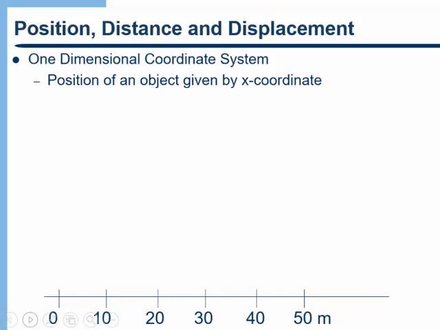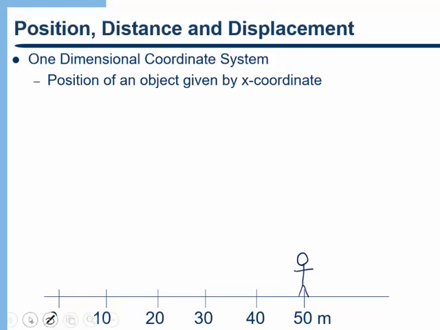In order to get started, the first thing we have to be able to do is locate an object in space. And so the position of an object can be determined by just setting up a coordinate axis. And so here we have the x-axis. And if I've got a person here, I can say that their position is at 50 meters.